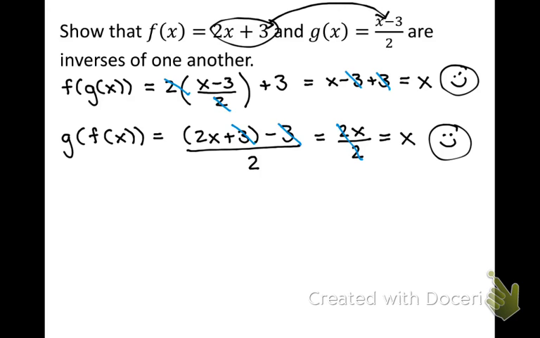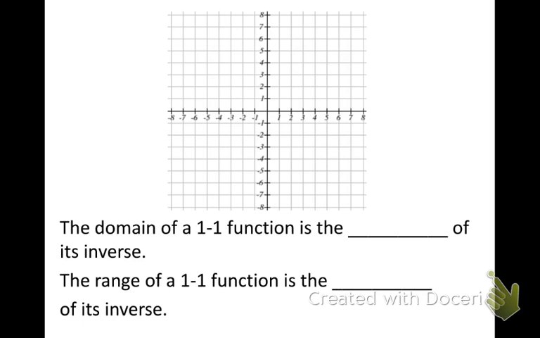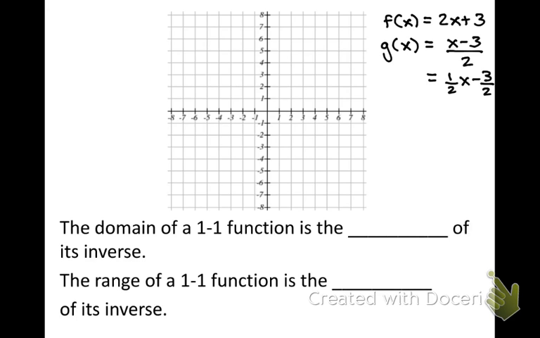I want to show this to you also from a visual standpoint, okay? If we check out these two functions as graphs, so what do we have? F of x equals 2x plus 3, and we had g of x equals x minus 3 over 2. I'm going to rewrite that as 1/2 x minus 3/2. So remember that 2 belongs to both pieces in the numerator. That just gets me into that y equals mx plus b form.